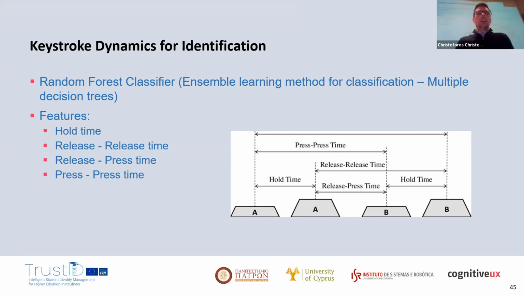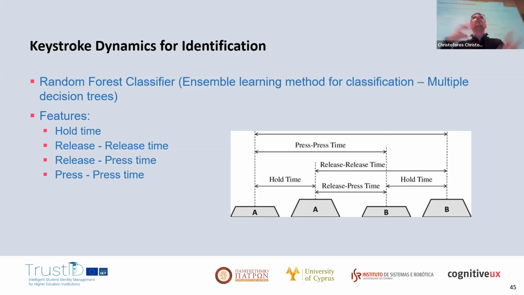These features include, for example, the hold time, which is how much time, usually in milliseconds, you hold a button when you press it and it's pressed down. There is also the release time, which is when you type two consecutive letters on the keyboard, the amount of time between the release of one and the release of the second. There is also release press time, which is how much time elapsed between when you release the first and you press the next. And the press time is the total amount of time between two consecutive buttons or letters, from the time you press the first until the time you press the second.